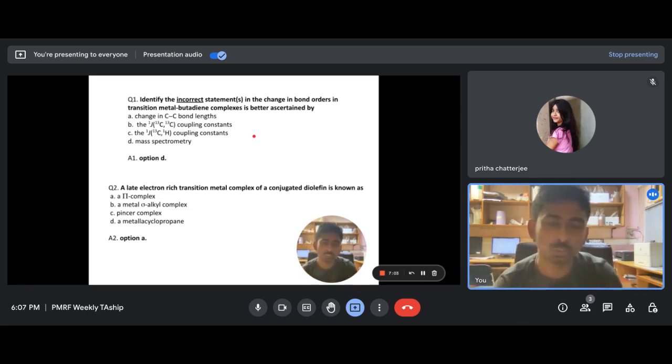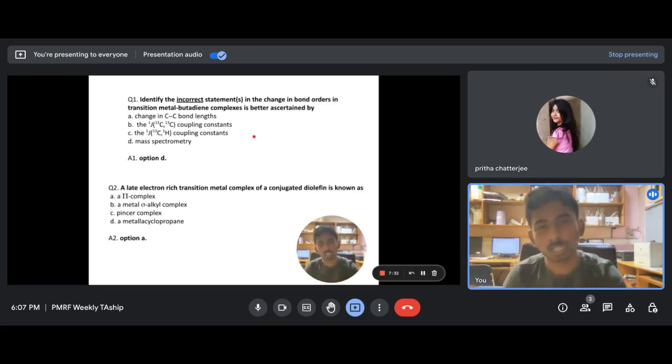There will be no chemical change, such as elimination of some product or anything else, from which mass spectrometry could tell us whether the molecule is losing or gaining something, or in what direction the complexation framework is changing. So that is the correct answer here: the statement that bond order change can be determined by mass spectrometry is incorrect.